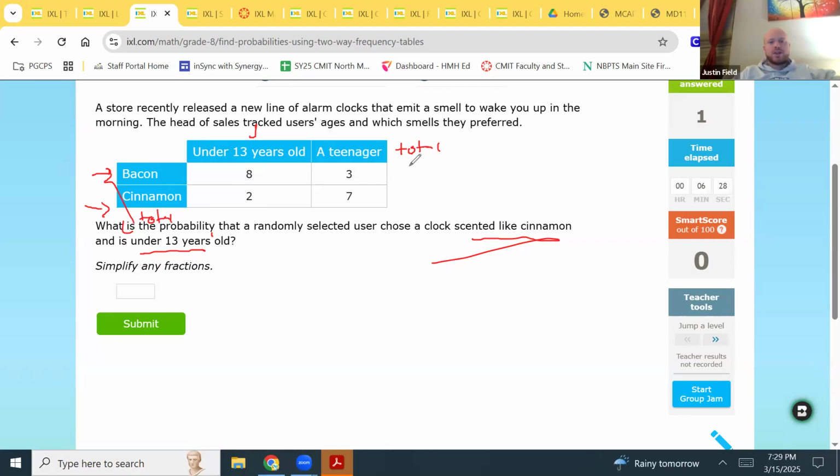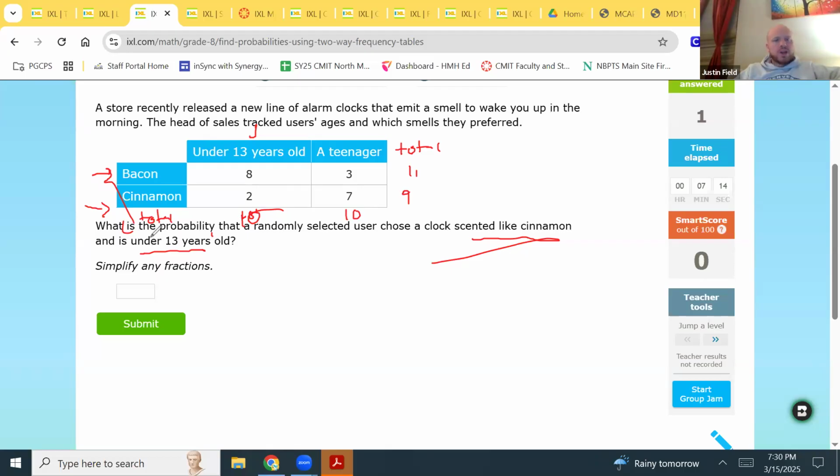8 plus 3 is 11. There's 11 people total in the study that chose the bacon scent. 8 were under 13, 3 were teenagers. 2 plus 7 is 9, so there's 9 people that liked cinnamon. 2 were under 13, 7 were teenagers. Adding vertically, there were 10 people that were under 13, and there were also 10 people that were teenagers.